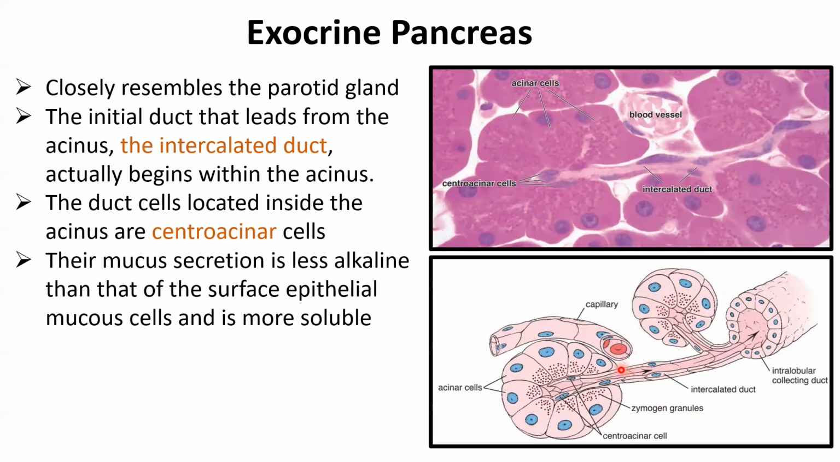In this illustration, this is the acinar structure. The intercalated duct is embedded inside. So these are the lining cells, and these will be the centroacinar cells, the cells from the duct that is inside the acinar structure. The mucus secretion is less alkaline than that of the surface epithelial mucus, and it's more soluble.